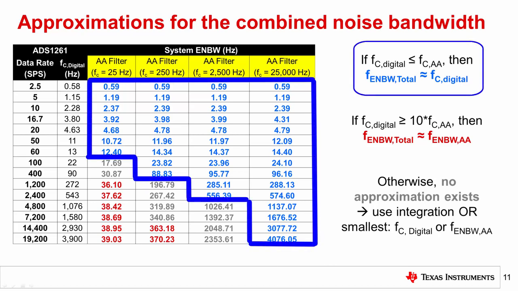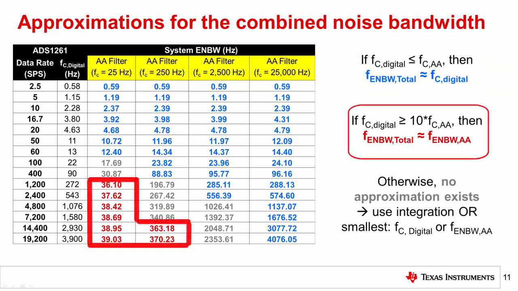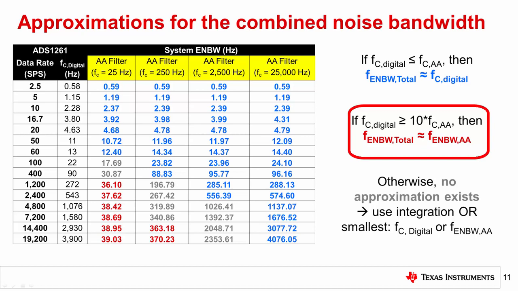The first group, highlighted in blue text, shows where the digital filter's cutoff frequency is less than or approximately equal to the anti-aliasing filter's cutoff. For this group, you can approximate the system noise bandwidth as just the digital filter's cutoff frequency. Comparatively, the values highlighted in red text denote where the digital filter's cutoff frequency is one or more decades higher than the anti-aliasing filter's cutoff. For this group, you can approximate the system noise bandwidth as just the anti-aliasing filter's noise bandwidth. In this example, the noise bandwidth of a first-order RC filter would be 1.57 times the cutoff frequency.